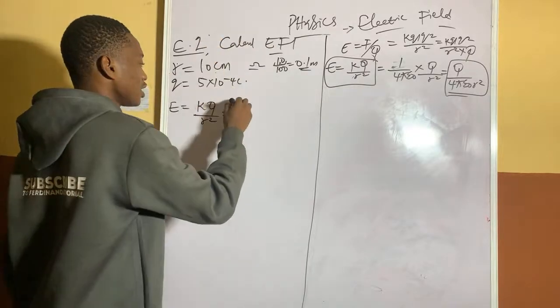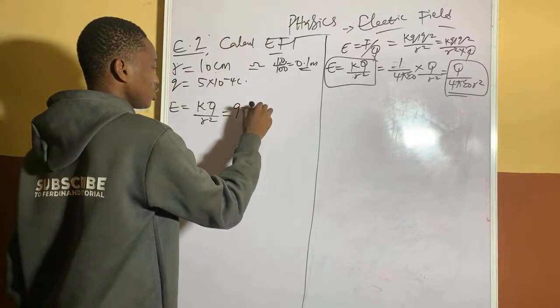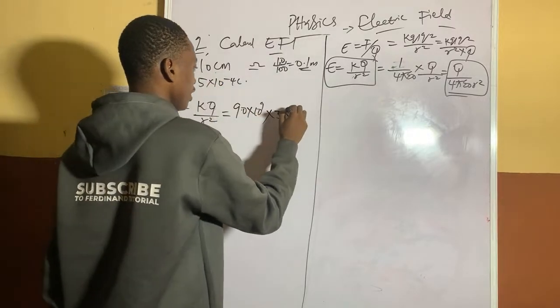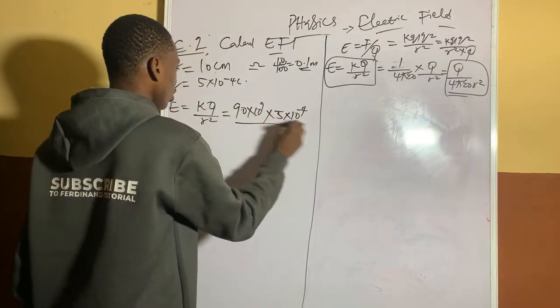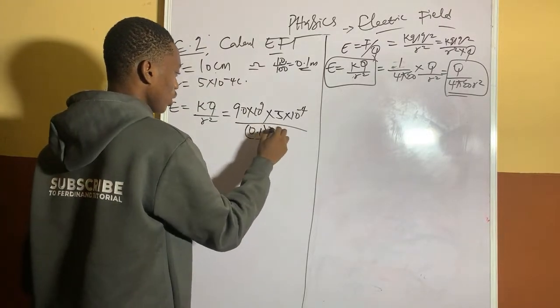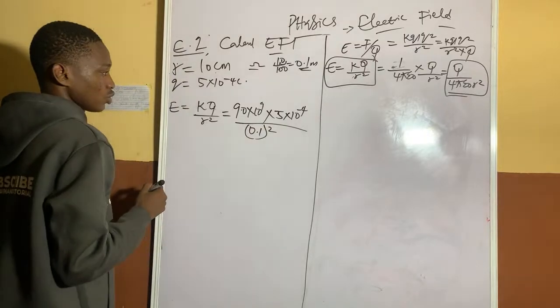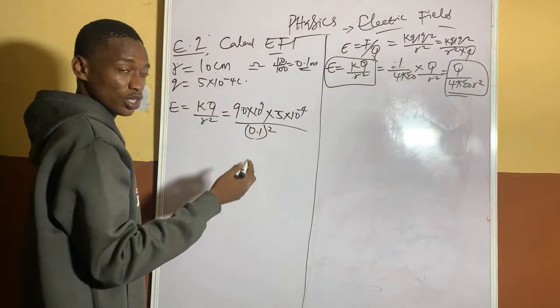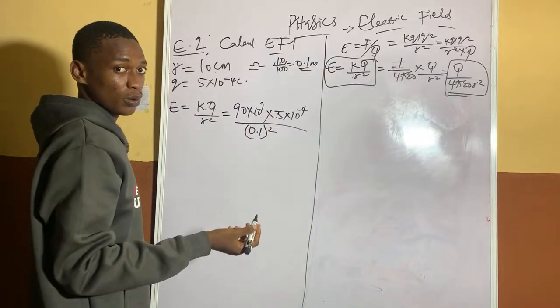Alright, so anywhere we see K, what are we putting? Remember that constant, 9.0 times 10 raised to the power 9. Anywhere you see Q, we put 5 times 10 raised to the power minus 4, all over, anywhere we see R, 0.1 all squared. So 0.1 all squared is the same thing as 1.0 times 10 raised to the power minus 1, all squared.